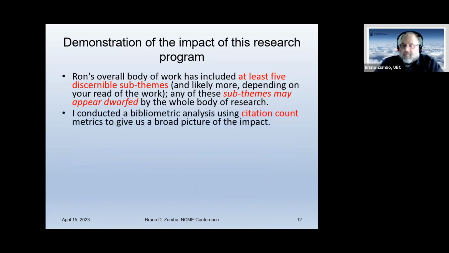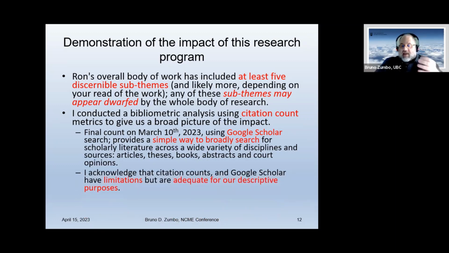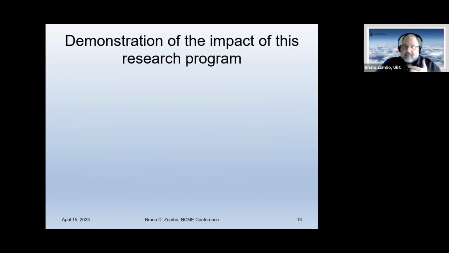I conducted a bibliometric analysis using citation count metrics to give us a broad picture of the impact. Final count on March 10th, 2023, using Google Scholar. I chose Google Scholar because it provides a simple way to broadly search for scholarly literature across a wide variety of disciplines and sources: articles, theses, books, abstracts, court opinions, etc. Other search engines are more narrow. For our purposes here, I prefer the wider net that's cast with Google Scholar. I acknowledge that citation counts in Google Scholar have limitations, but they're adequate for our descriptive purposes today.